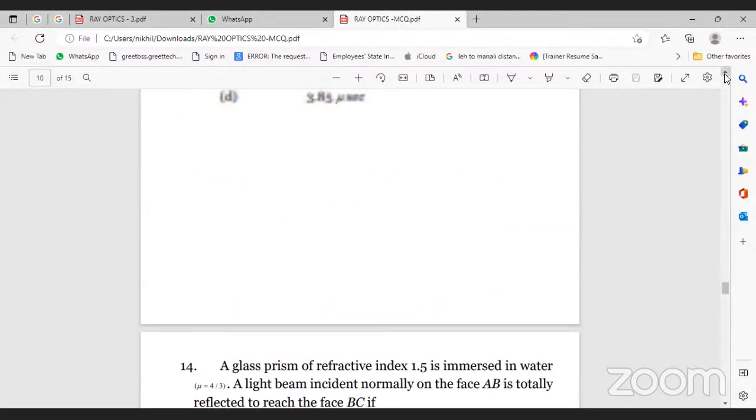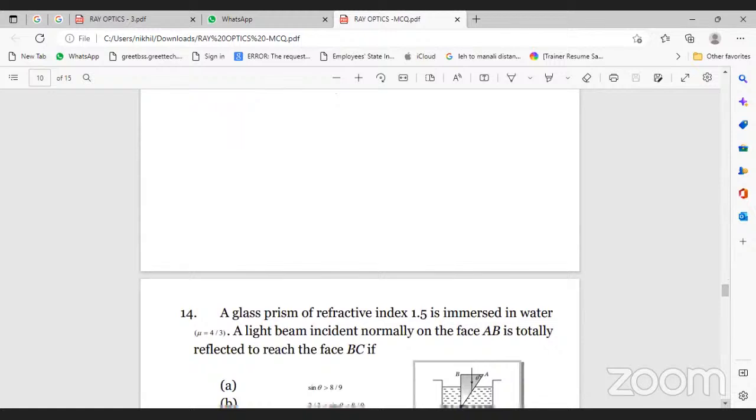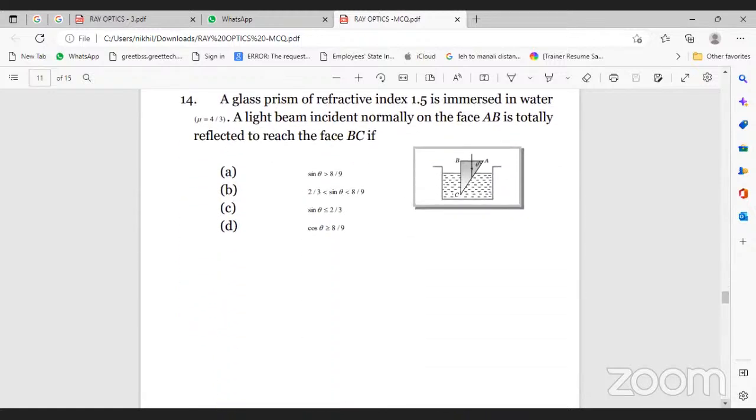Yes, can you see the screen sharing? Yes, sir. So we have to do this problem, right? Yes, sir. Look at the problem. What they have given.